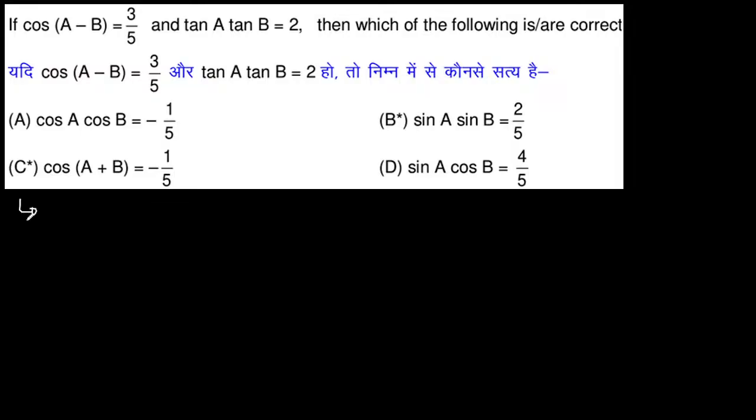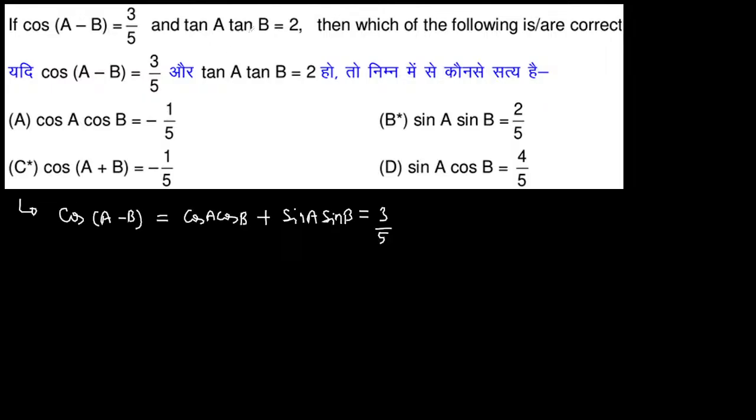So if I proceed, we have tan A, tan B, 2. Which of the following is correct? How should we resolve it? We'll get cos A, cos B. Okay, wait. Cos(A minus B) is something like cos A cos B plus sin A sin B, which is equal to 3 by 5.